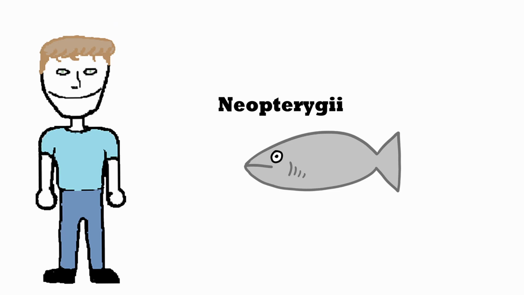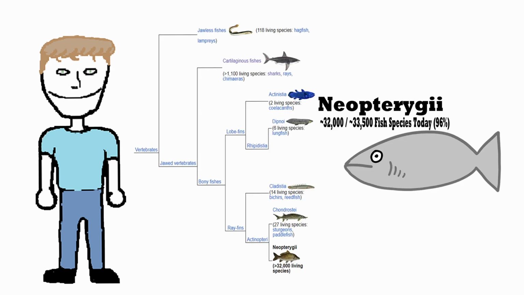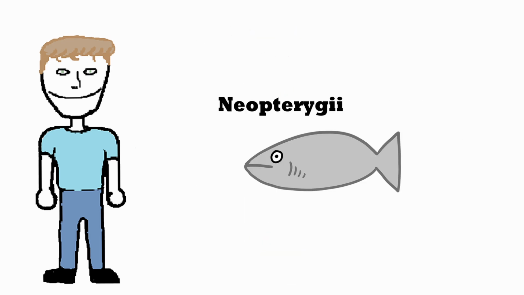Neopterygii, by far the biggest fishy family today, grew in numbers during the Triassic. And when I say biggest, I mean it. Name a fish. Go on. I mean it. Go to the comments and name one fish. I guarantee you it's one of these fuckers.